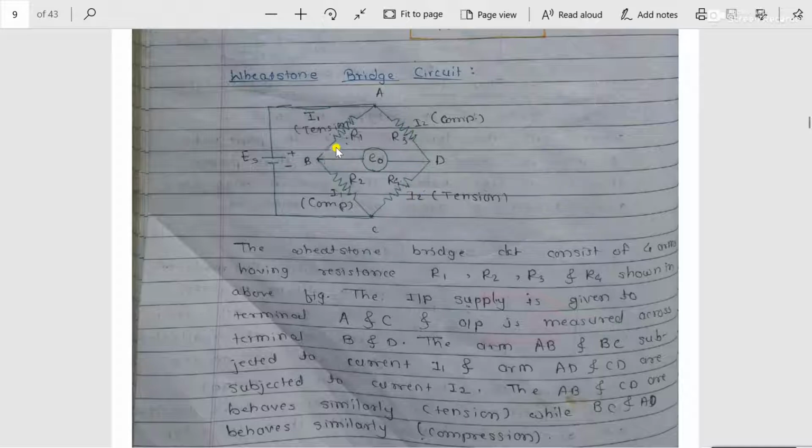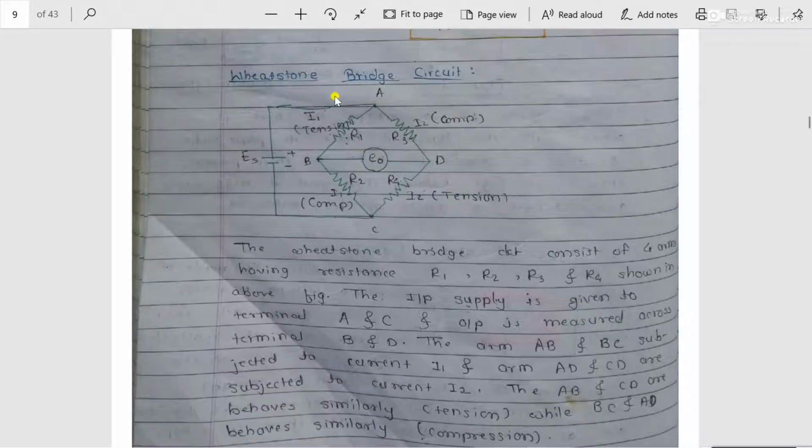On these arms, four constant resistors are provided. This is arm number 1 having resistance R1, this is arm number 2 having resistance R2, this is arm number 3 having resistance R3, and this is arm number 4 having resistance R4. All the resistors have the same resistance value, meaning if R1 is 350 ohm, then the remaining R2, R3 and R4 are also 350 ohm.